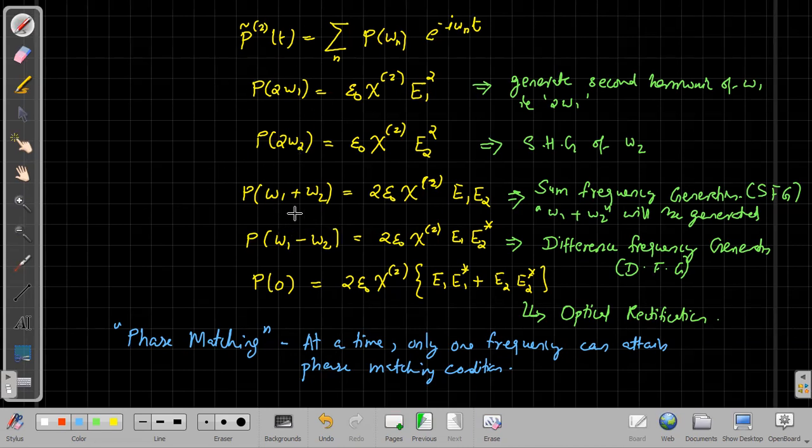Okay, so in the same crystal, we can get the phase matching of different frequencies depending upon the orientation. By changing the orientation of the crystal, we can change the phase matching condition as well. So that is its practical aspect, but theoretically, this is enough for us.